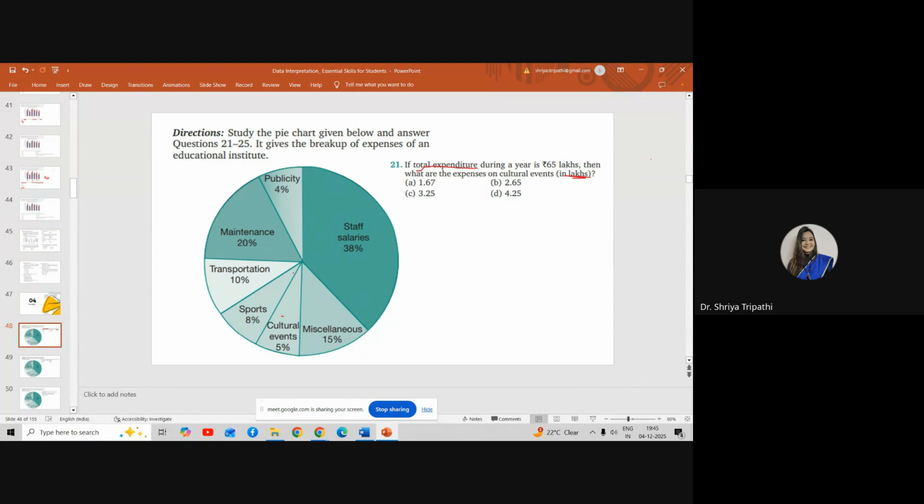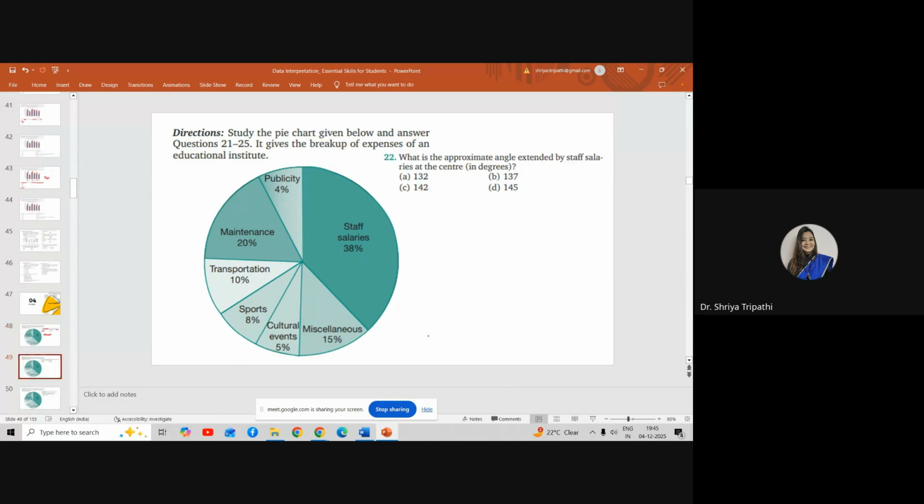What is 5% of 65 lakh? 65 lakh, the 5%. How much will it be? Ma'am, 3,25,000. So here the right answer is 3.25. Just basic maths, right? So my whole, if it is 65 lakhs, so what is the cultural activity? So 65 lakh, 5% is 3.25 lakh.